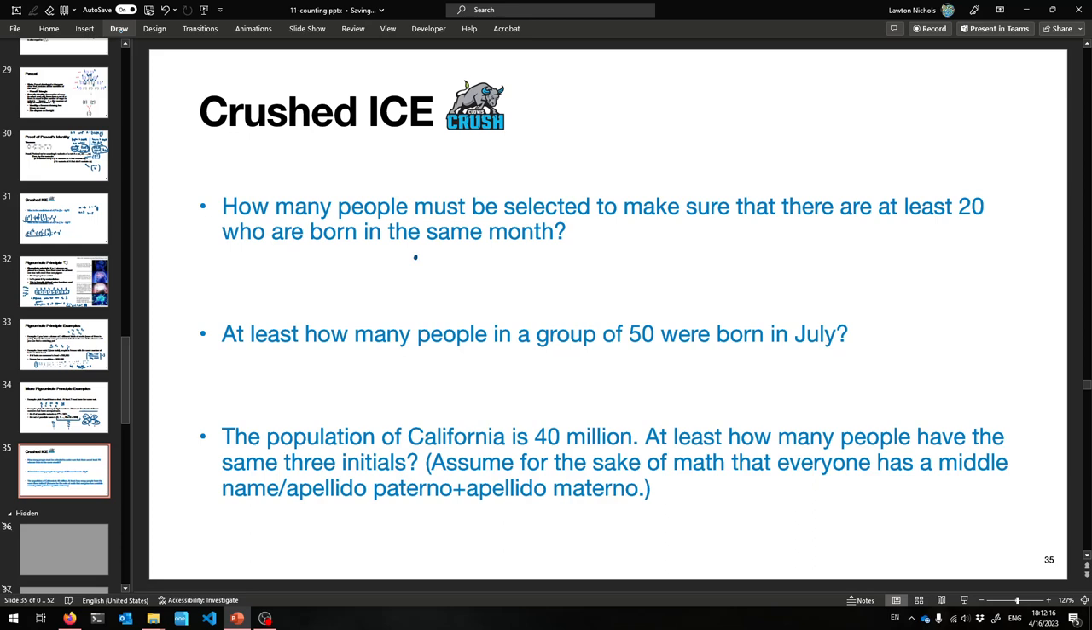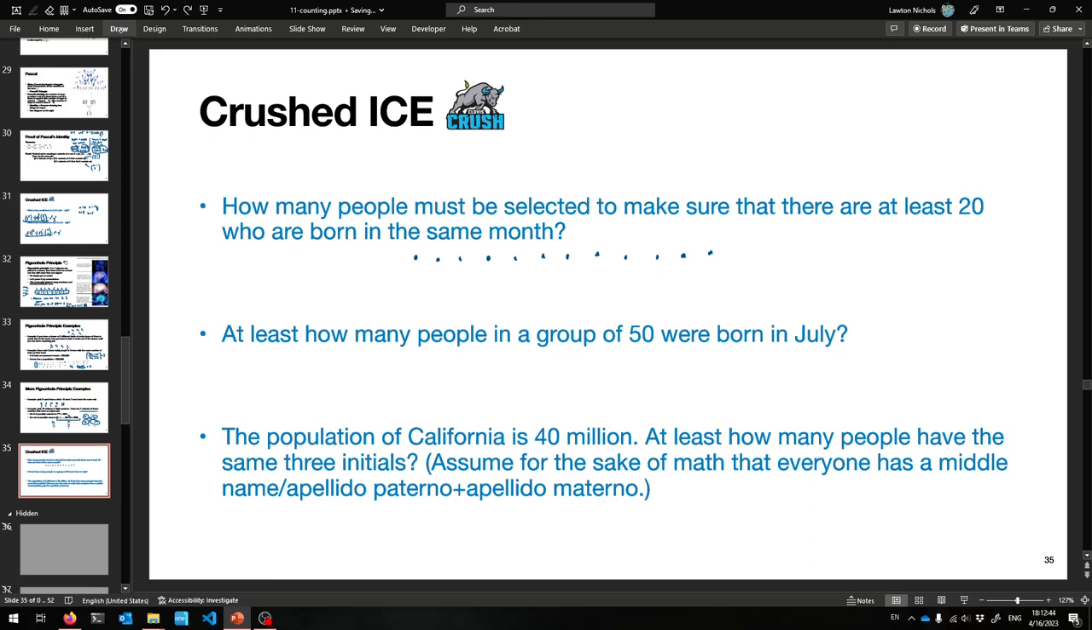So if you pick 12 people randomly, maybe it just so happens that all 12 of the first 12 people you pick are born in different months. That's the very worst case, where they're all spread out as much as possible.